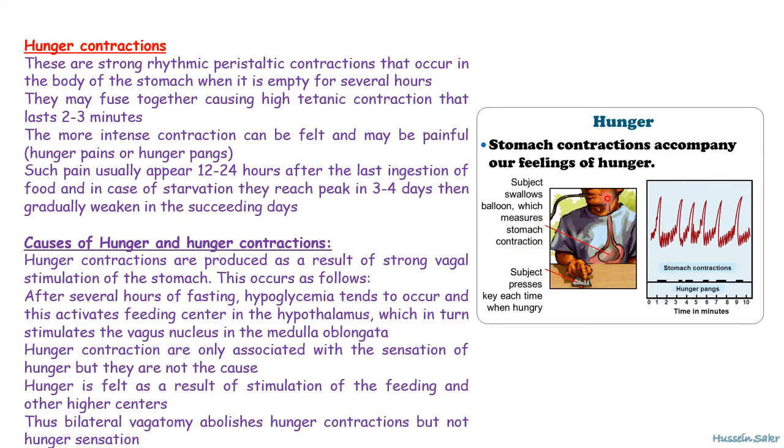Here in this experiment, the subject swallows a balloon, and this balloon measures the pressure changes inside the stomach, and the subject presses when there is a feeling of hunger. So that is the pressure change appearing in the stomach, and at the same time the subject presses, giving the sensation of hunger. So stomach contraction accompanies our feeling of hunger.